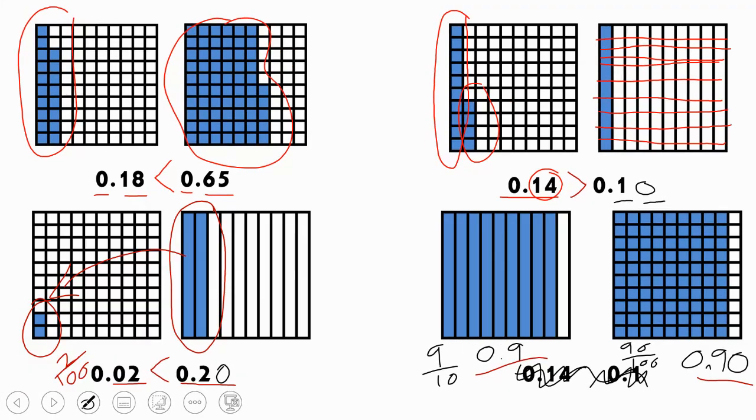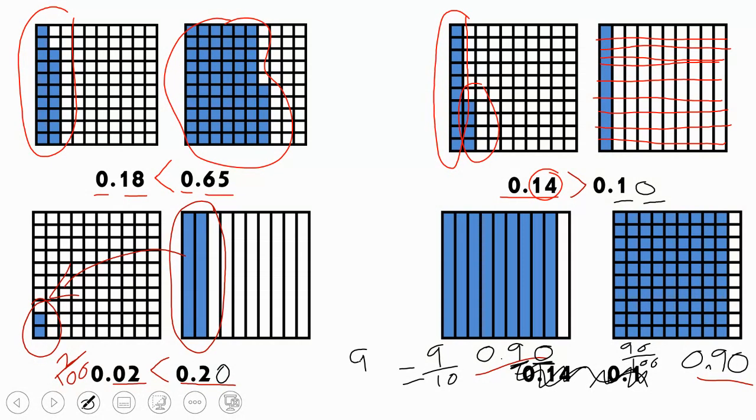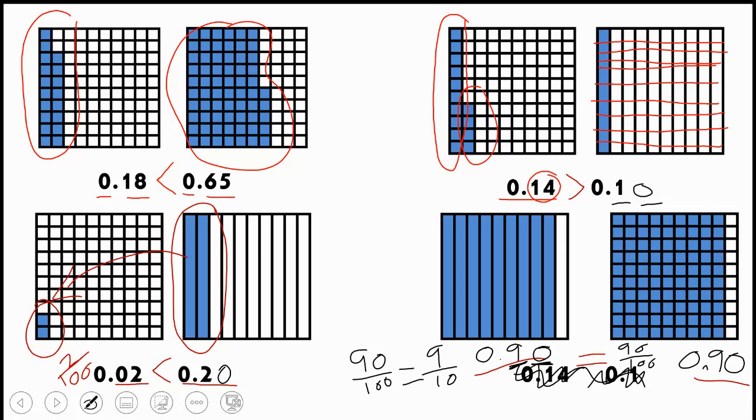So we're going to use that strategy where if we only have tenths, we want to also make it have hundredths. We're going to put that 0, and whoa, these are actually exactly the same thing. If I did it with my fractions and I multiplied by 10, I would also get 90 hundredths, which means these two decimals are equal to each other.